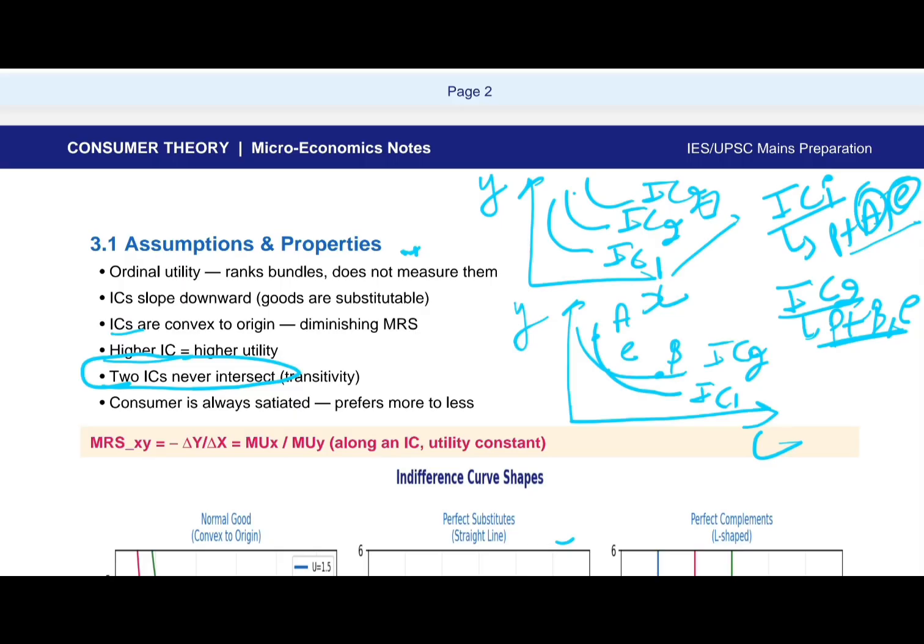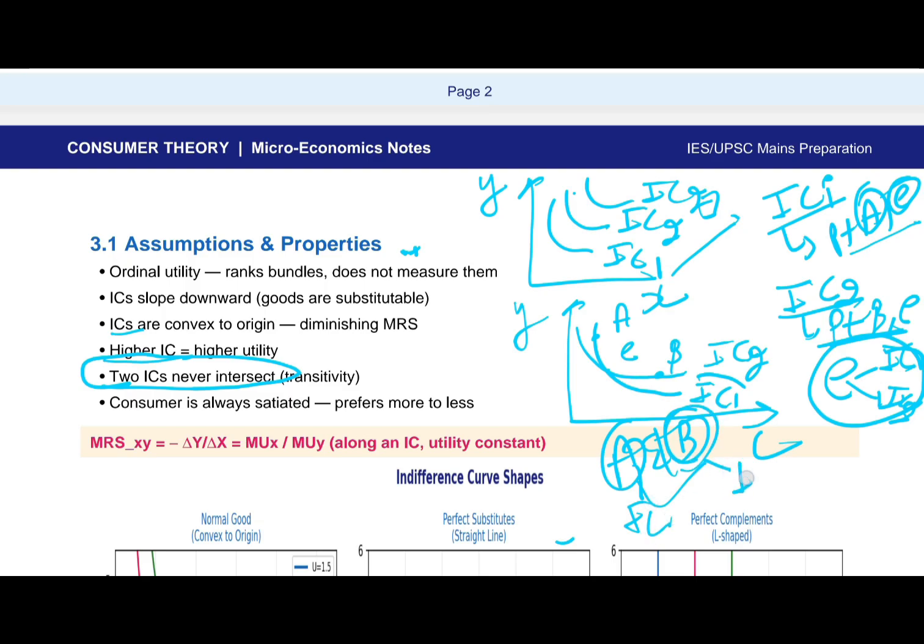So if E on IC1 and IC2 gives the same utility, it means A and B give the same utility to you, but that can't be true because A is on IC1 and B is on IC2. Another property is that the higher the IC curve, the higher the utility. So that's why indifference curves never intersect each other.